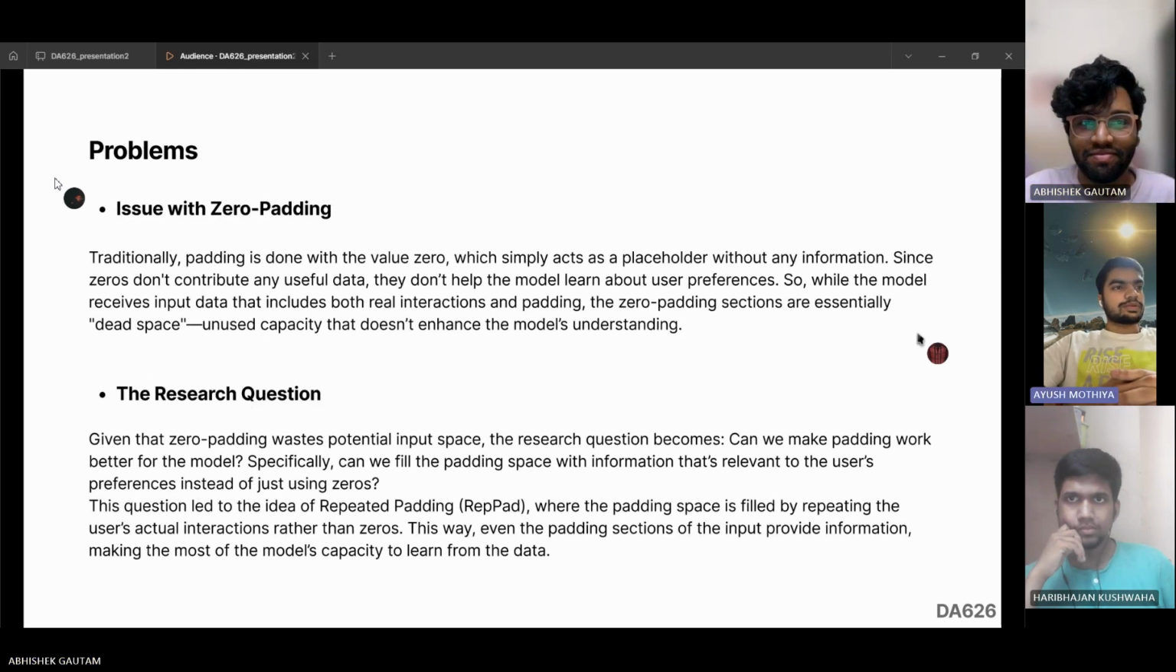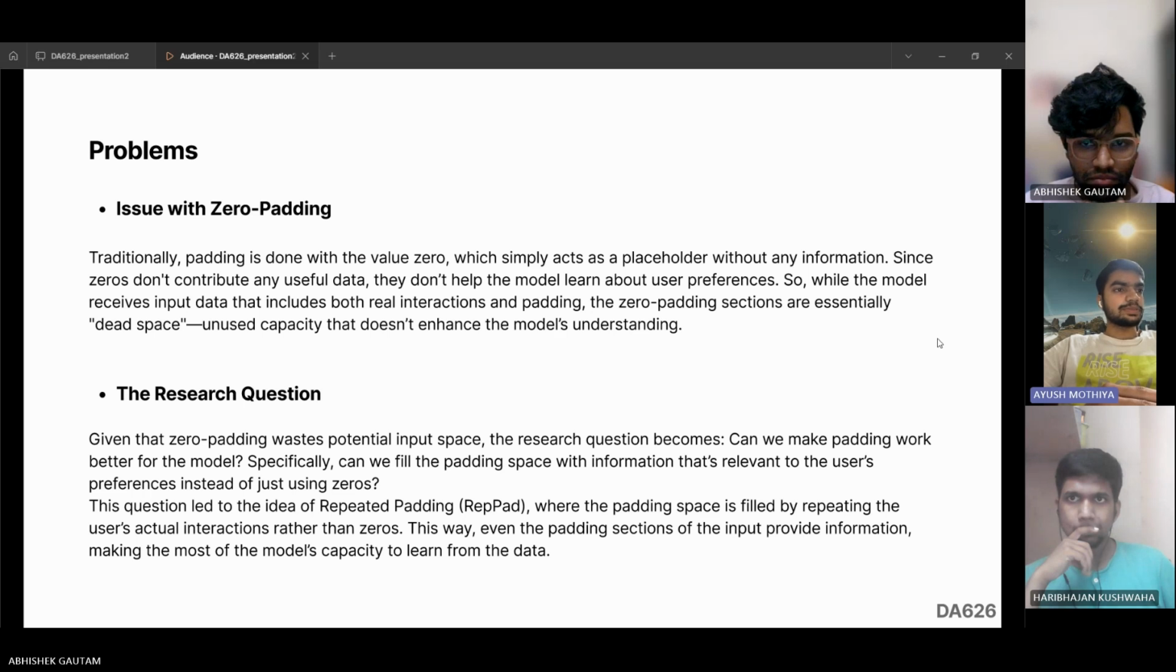So coming to the problem statement, let's now address the core issue we identified with the traditional zero padding method. As we discussed earlier, padding is used to ensure sequences are of uniform length for model input. However, the common practice has been to fill any extra space with the value zero. The problem here is that zeros are placeholders. They don't provide any valuable information to the model. Essentially, these padding positions become dead space in the data.